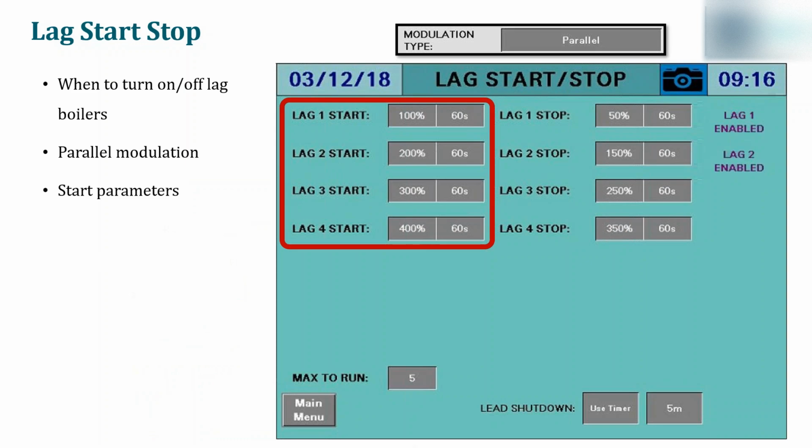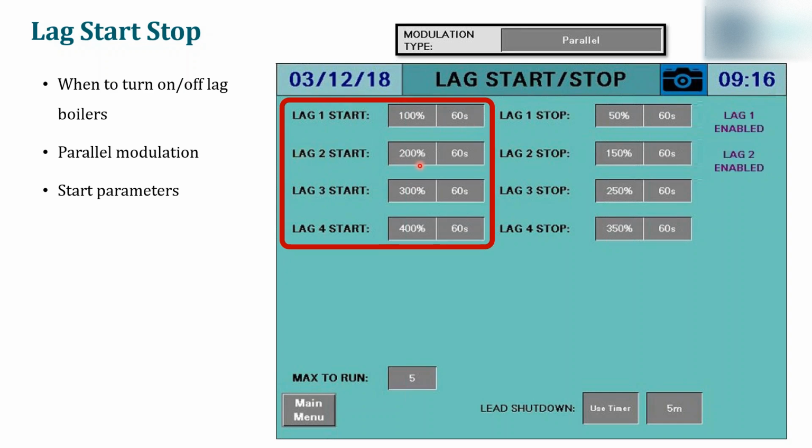So on the left here, we have our start parameters. Basically, this is just telling the master panel when we want to start turning on the lag boilers. The numbers on the left are the demand numbers, and the numbers on the right are the delays. If I have a system set up with 5 boilers, I would have 4 lag boiler options here. In the first set of boxes, we have the parameters for the lag 1 start. This says that when the lead boiler is running at 100% firing rate for 60 seconds, then I'm going to turn on lag 1.